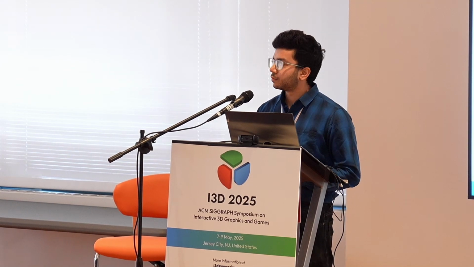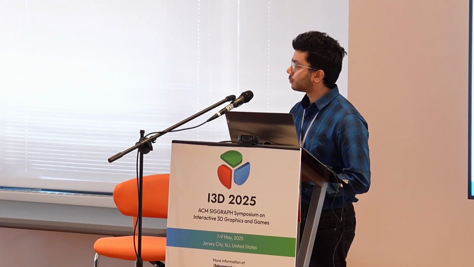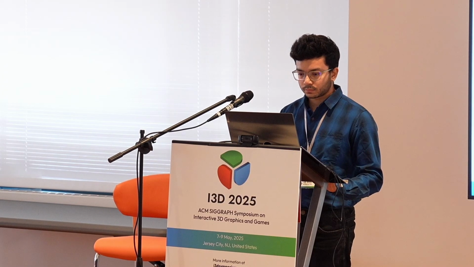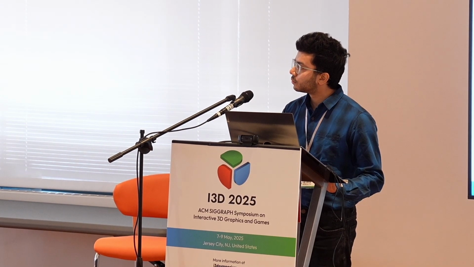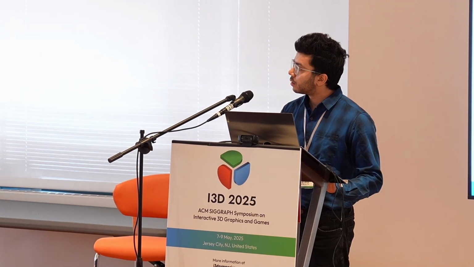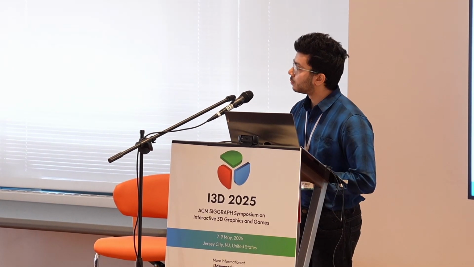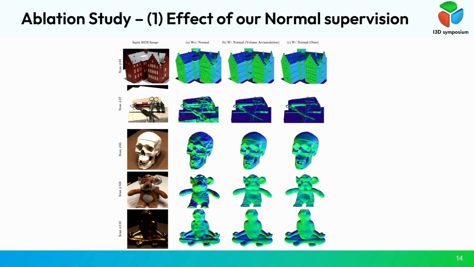Can you also go back to the slide where you're showing the normal supervision effect? You show four columns, right? Can you go back? There. So the second column, can you go to the next one, I think? The second one is without normal, and then, okay, what are these two columns?